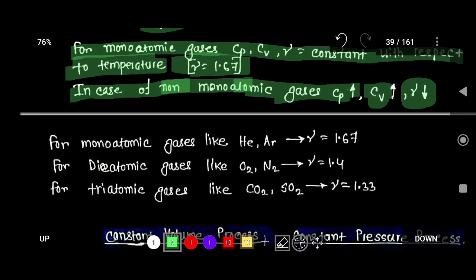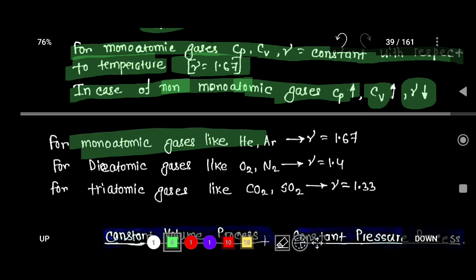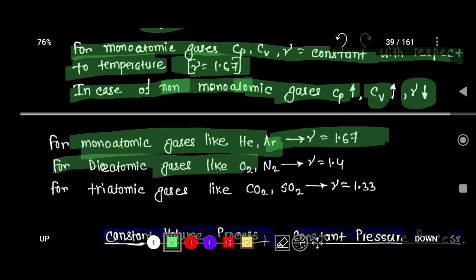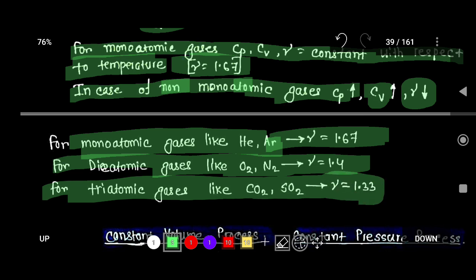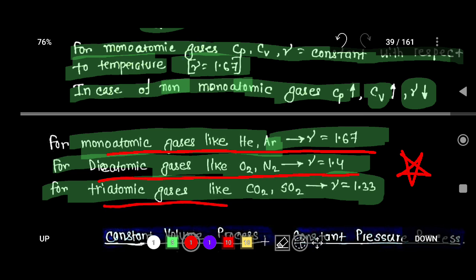Now what is the value of gamma for monoatomic gas? For example, helium and argon, the gamma will be 1.67. For diatomic gas like oxygen and nitrogen, gamma will be 1.4. And for triatomic gases like CO2 and SO2, the gamma will be 1.33. Remember this data, very very important.